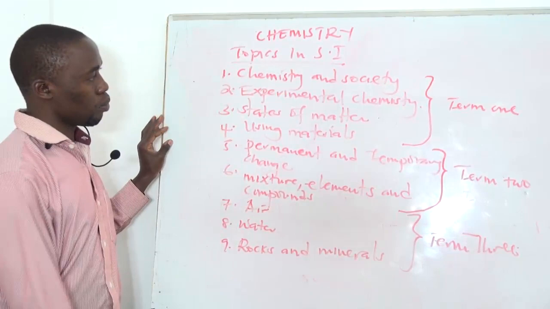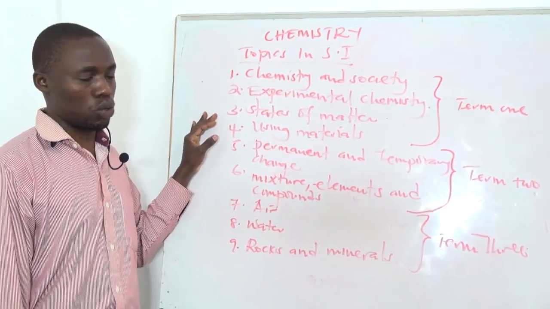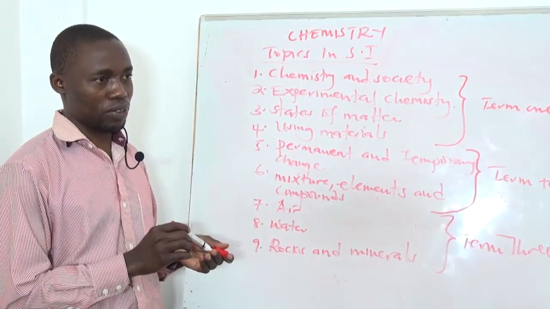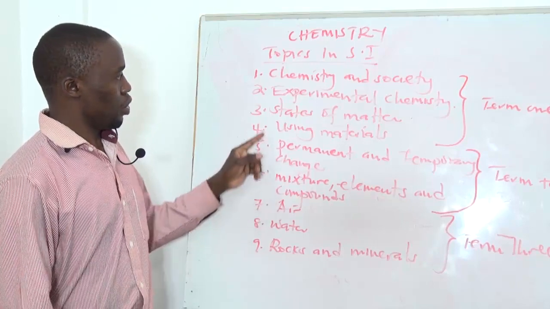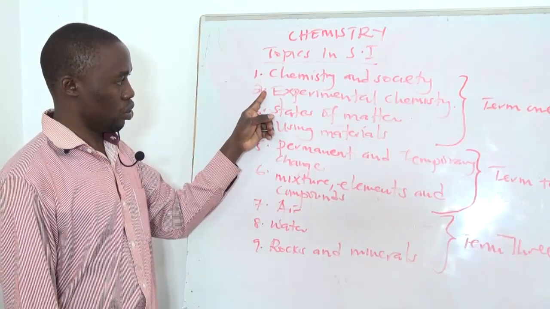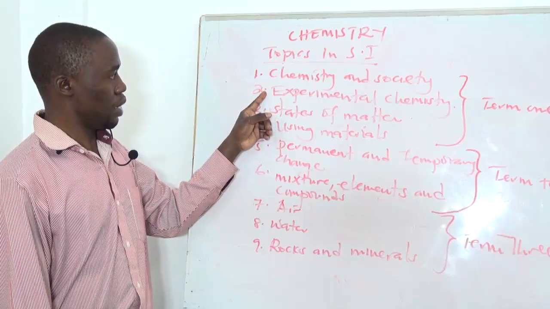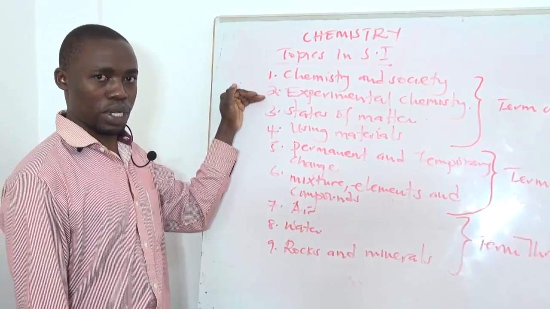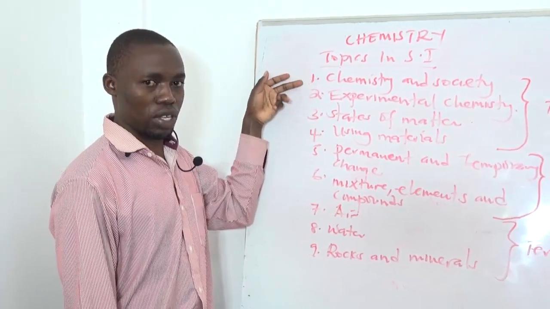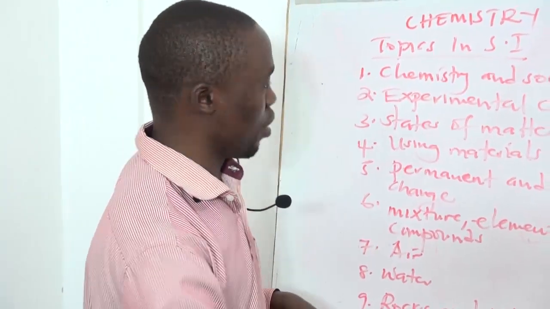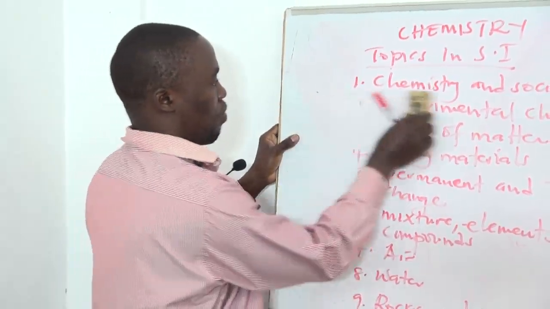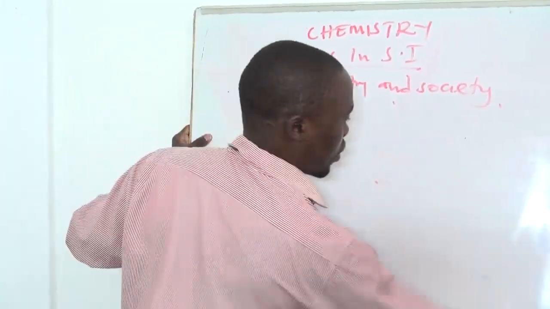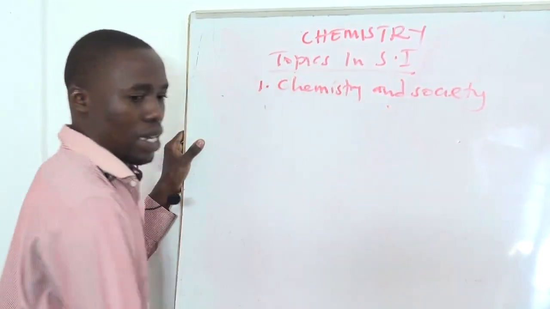That means in our lessons, we are going to capture them in a time lag of 1 hour particularly, and we are going to be picking topic by topic, praying that by the end of 1 hour the first topic will be done, so that by the end of each 1 hour each topic is done. Now, without wasting a lot of time, let us pick up the first topic here called chemistry and society.